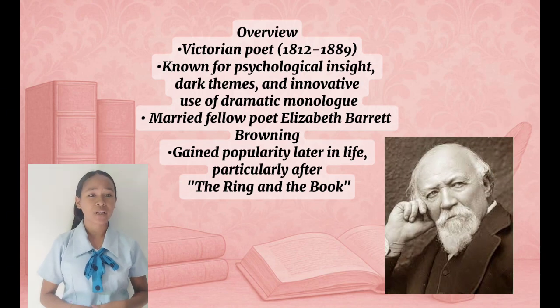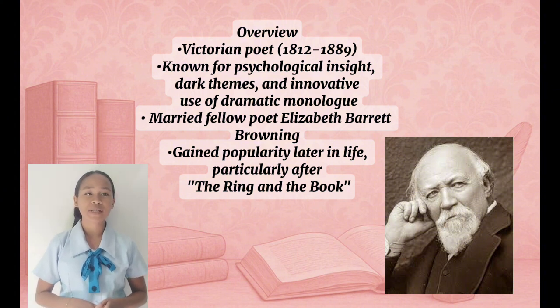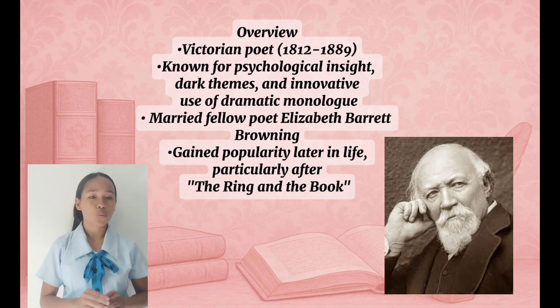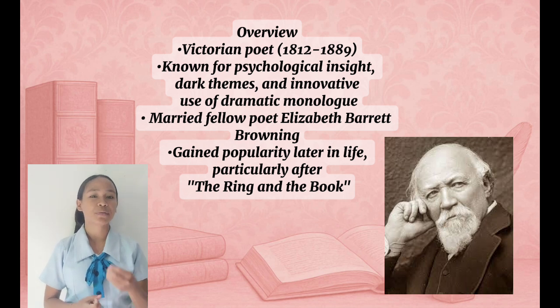So Robert Browning was a Victorian poet who lived from 1812 to 1889. He was known for exploring deep emotions, dark themes, and the human mind in his poetry. He also often used a style called dramatic monologue, which I am going to discuss later on, where a character speaks directly to the reader.